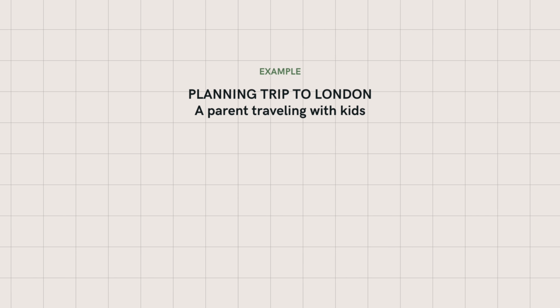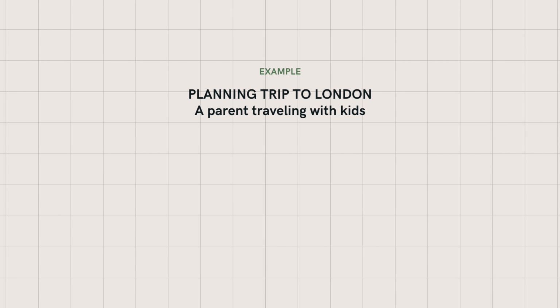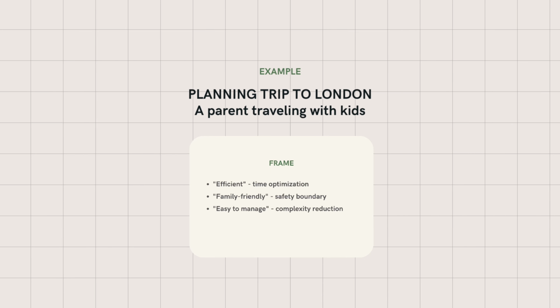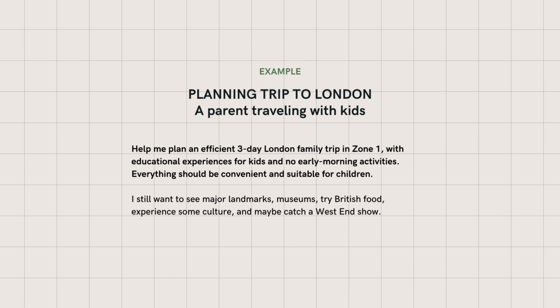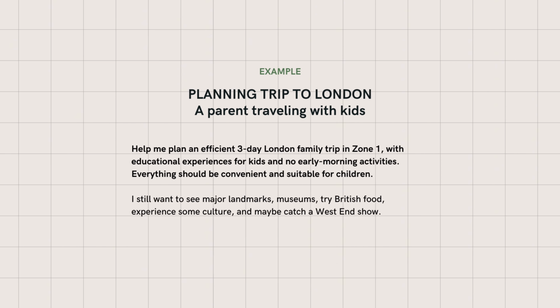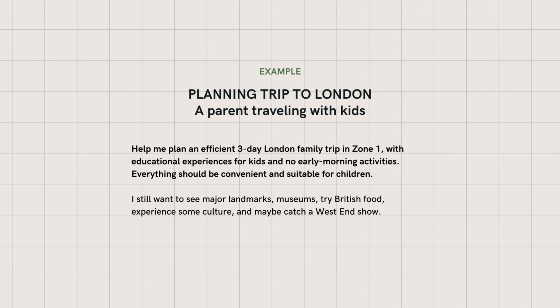Now let's look at the other traveler. The business traveler with family is planning a shorter trip with kids. Again, we take the frame we set up and put it into the prompt with relevant details. Help me plan an efficient 3-day London family trip in Zone 1, with educational experience for kids and no early morning activities. Everything should be convenient and suitable for children.